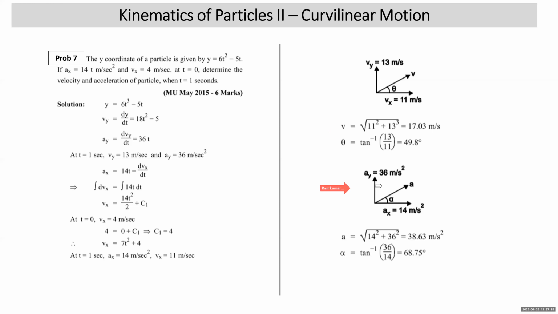Ax, ay, vx, vy all are positive. Acceleration makes, say, angle alpha with the x direction. Total acceleration is the square root of ax squared plus ay squared. Substitute the values of ax and ay, and you'll get the total acceleration. Then tan alpha is ay upon ax.